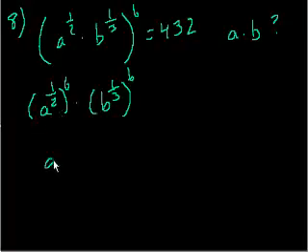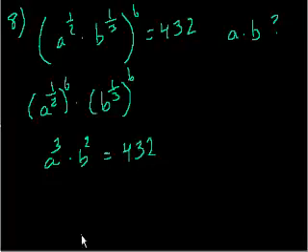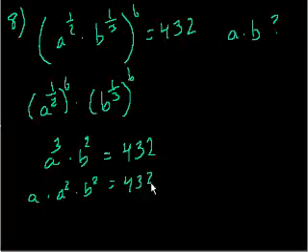So that's the same thing as a to the, what's 1/2 times 6? That's a cubed. And what's 1/3 times 6? Well, that's 2, right? 1/3 times 6 is 2. So that's a cubed times b squared is equal to 432. And then we could even write this as a times a squared times b squared is equal to 432.